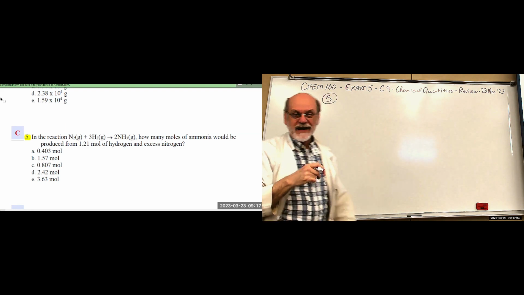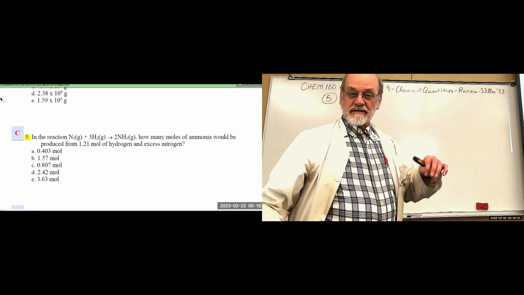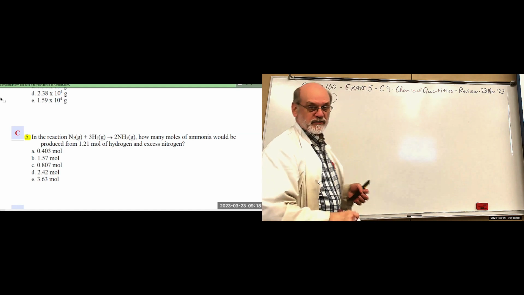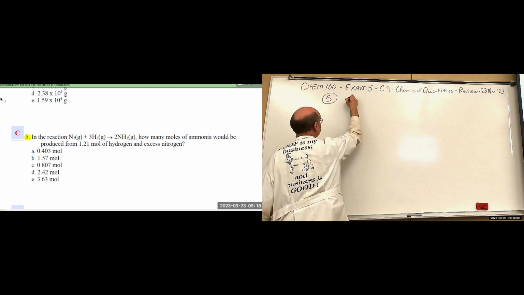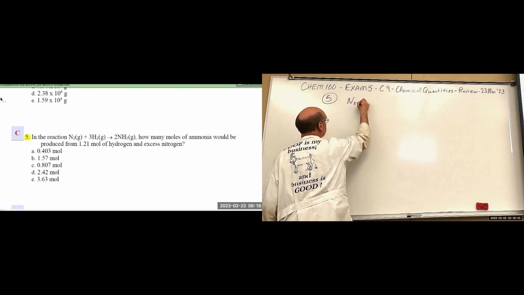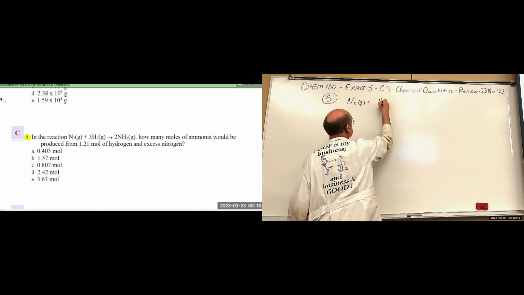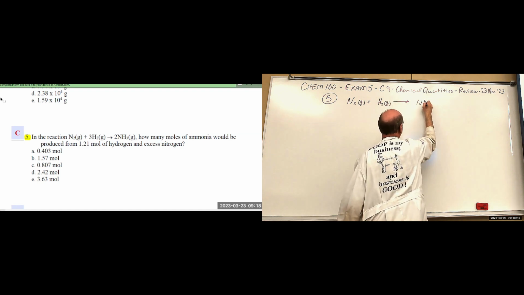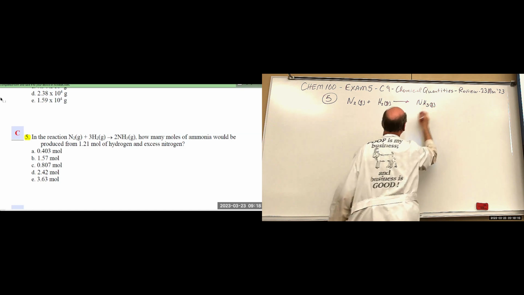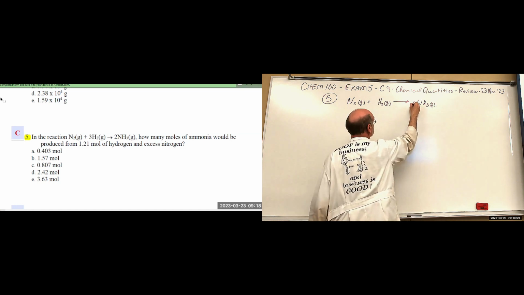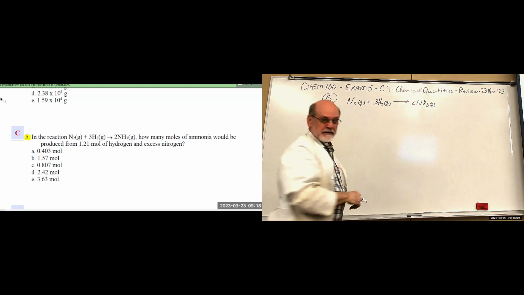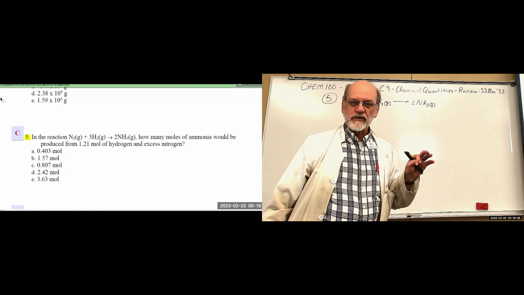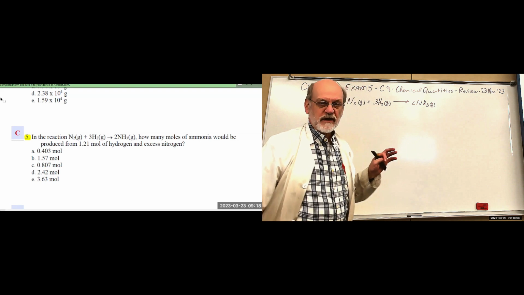All right, 5. In the reaction, nitrogen plus hydrogen yields ammonia. This is your Haber-Bosch process. N2 plus hydrogen yields ammonia. All right, and let's see, 2 here and 3 there. Yes. Okay, how many moles of ammonia would be produced from 1.21 moles of hydrogen?